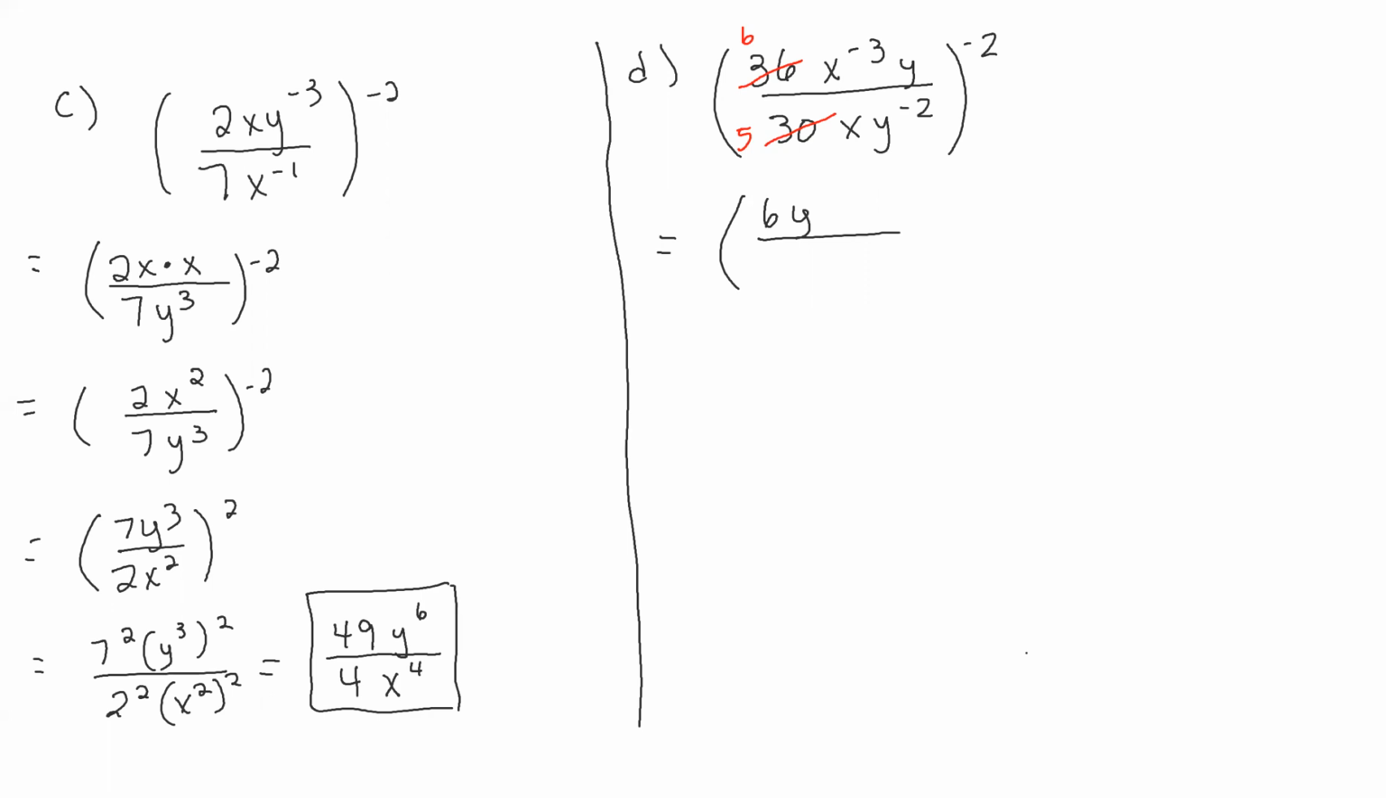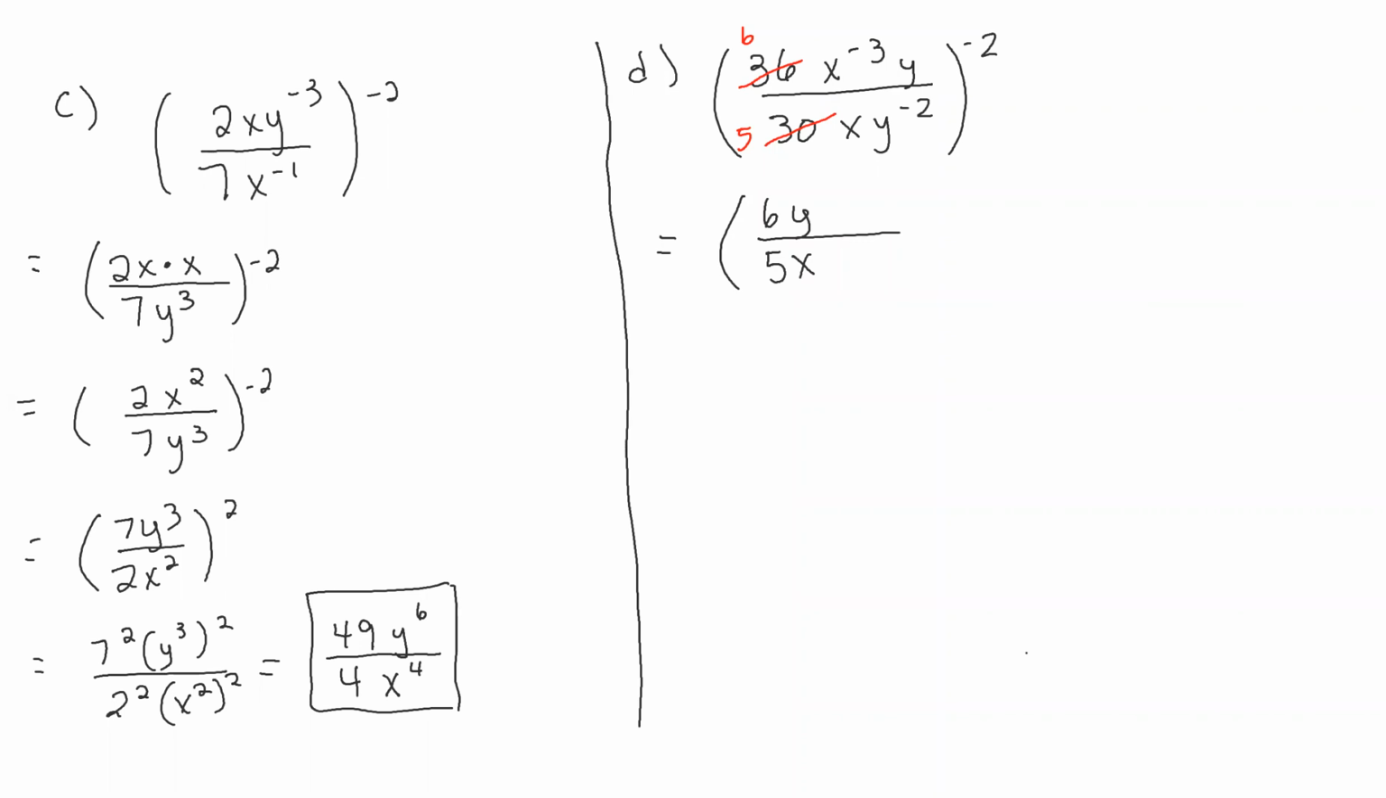Okay, so basically what's happening here is we started out with 36 x to the negative third y over 30 x y to the negative second, all of that raised to the negative second power. What I did first was I reduced 36 and 30. Okay, 36 and 30 both had a factor of 6. I divided each by 6, and it simplifies down to 6 and 5. Okay. So what I'm doing now is I'm cleaning up this quotient inside parentheses. So in the numerator, 6 and y are going to stay put. In the denominator, 5 and x are going to stay put.